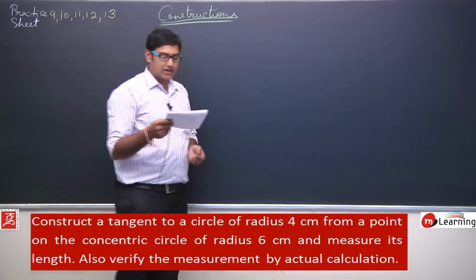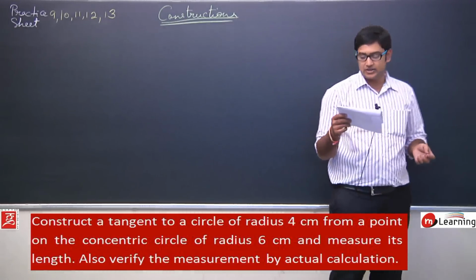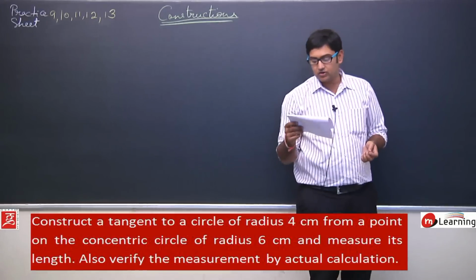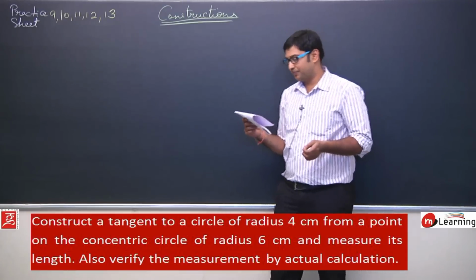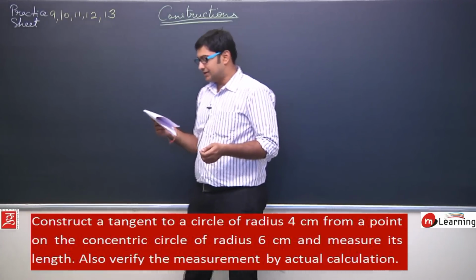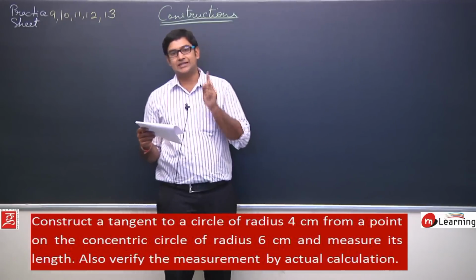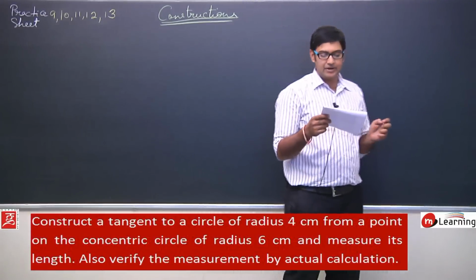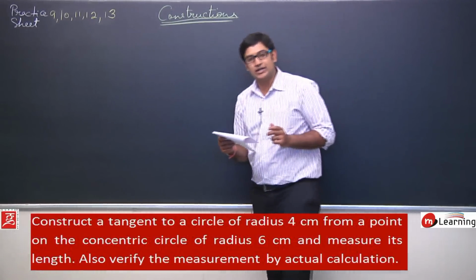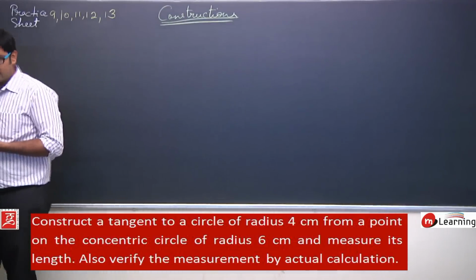It says, construct a tangent to a circle of radius 4 centimeters from a point on the concentric circle of radius 6 centimeters and measure its length. You need to construct the tangent and measure its length. Also verify the measurement by actual calculation. So let's see how to solve this question. Question number 9.